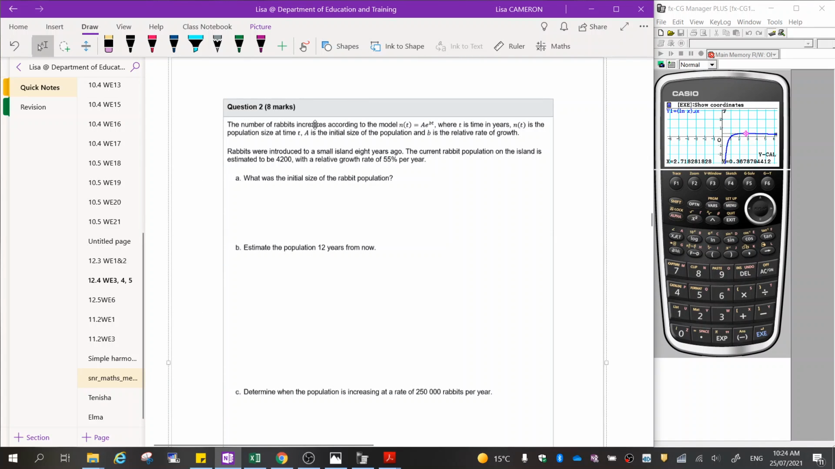The number of rabbits increases according to this model, where t is the time in years and N(t) is the population at time t. A is the initial size of the population and B is the relative growth rate. Rabbits are introduced to a small island 8 years ago. I'm going to highlight that.